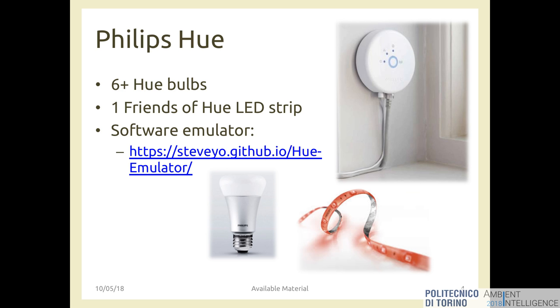How can you do with this thing? Well, obviously turn on and off. Then you can also change the color, the intensity of the color, and so on. And they also have some effects. So for example, they have a color loop effect for which they start changing color continuously until someone says, please stop. So they have some effects, both the six plus lamps and these very long LED strips.